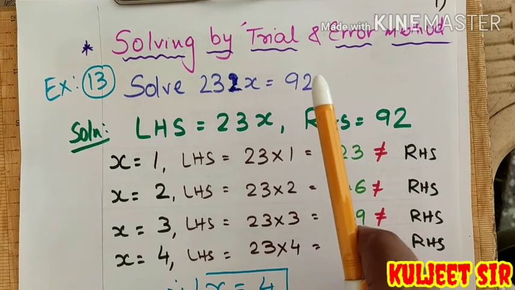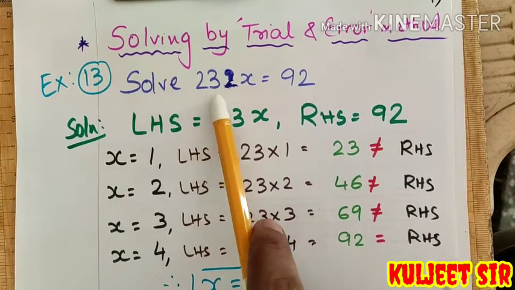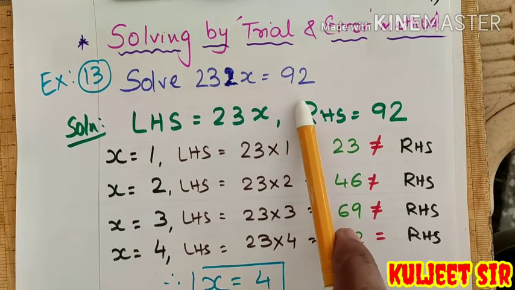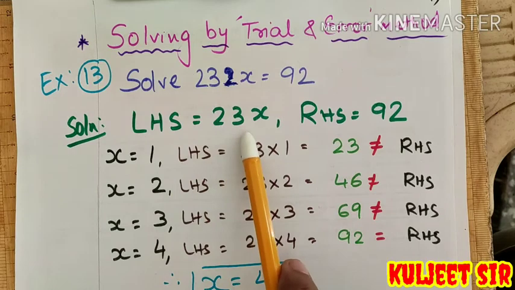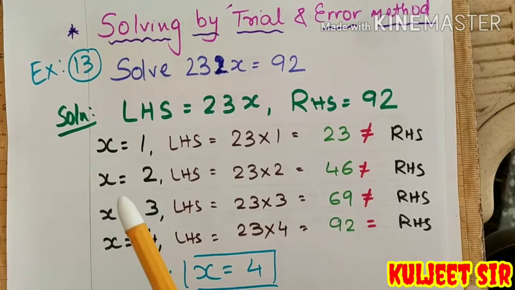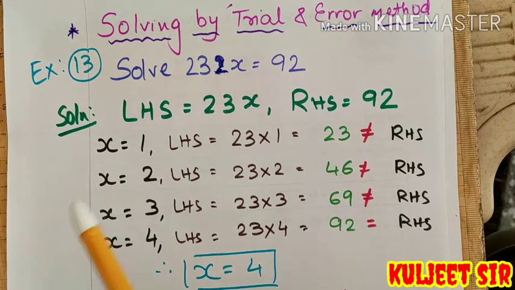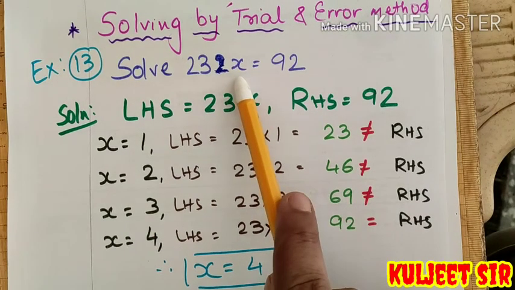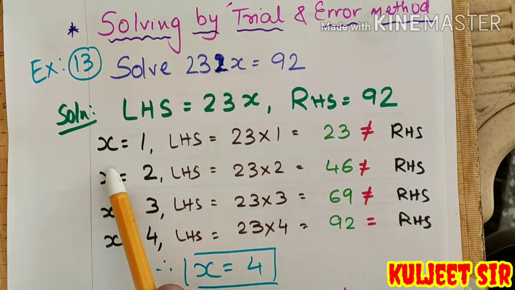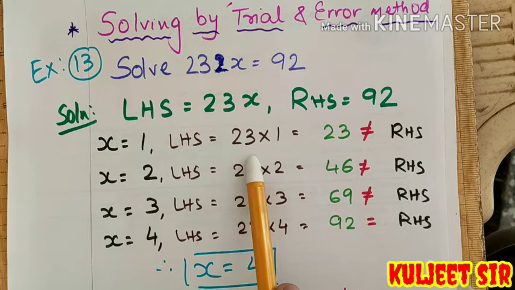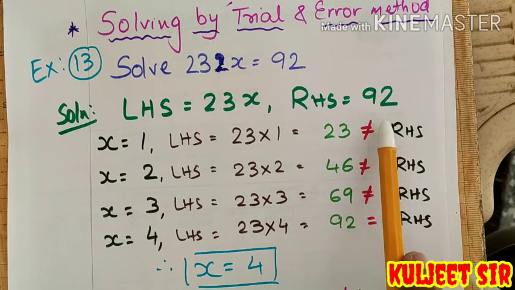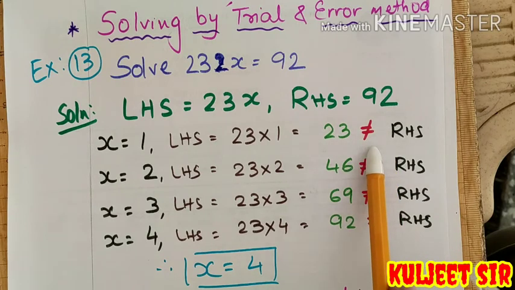Now as I have taught you earlier, 23x is the left hand side and 92 is the RHS. So I mentioned it, 23x is the left hand side and RHS is 92. Now we have to put in values until we reach 92. So in place of x here, I will put 1 and multiply it with 23. See, I have taken x is equal to 1 and I have multiplied 1 with 23. I get 23 as the answer, but I am not able to reach 92. So this condition does not satisfy.